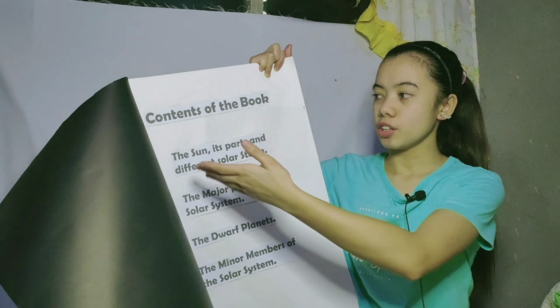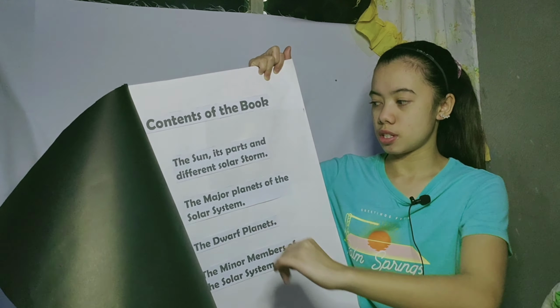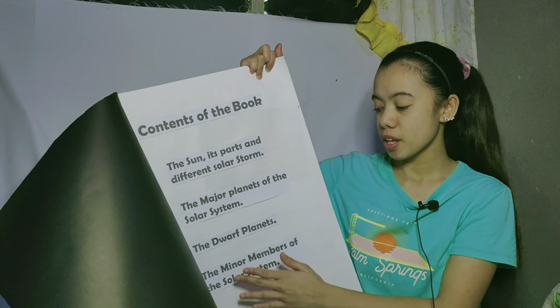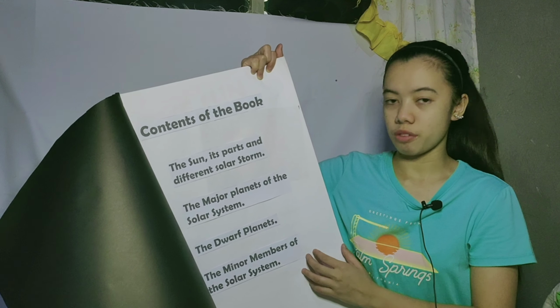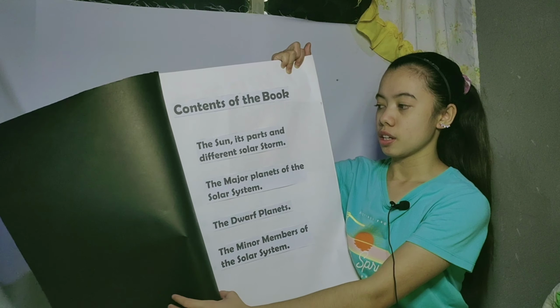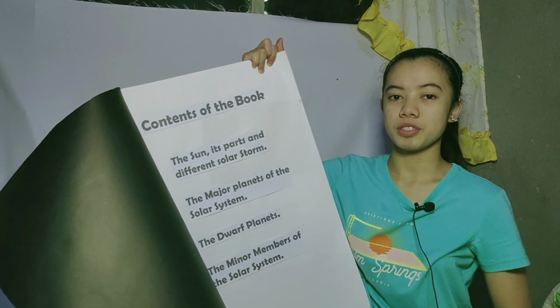Here you could see the contents of the book, which are the sun, its parts, the different solar systems, the major planets of the solar system, the dwarf planets, and the minor members of the solar system. From the title you could see the contents of the book.